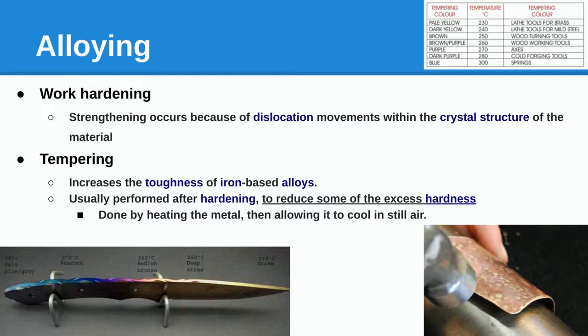When we alloy, we can do a couple different treatments to it, and 2 that you need to be familiar with are work hardening and tempering. Work hardening strengthens. The strengthening occurs because of the dislocation movements within the crystalline structure of the material. You can think of this as the blacksmith working on a horseshoe back in the day, right? He's got his horseshoe and he's heating it up in the fire, and then he's pulling it out and he's whacking the thing with a hammer. By hitting it with a hammer, you were causing a dislocation of this crystalline structure, and what that's doing is putting it into a non-optimal spacing.